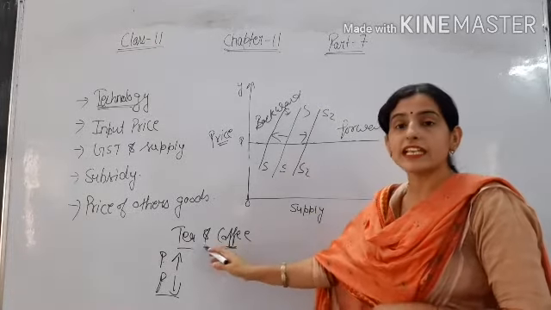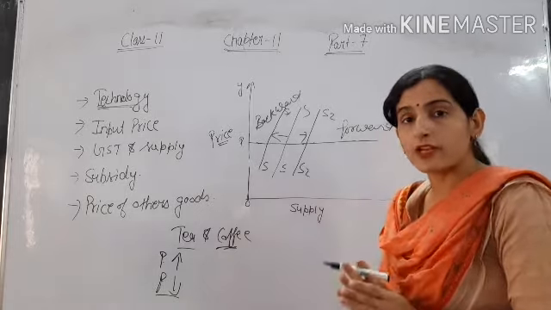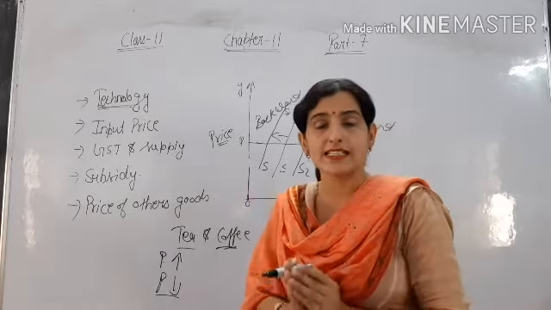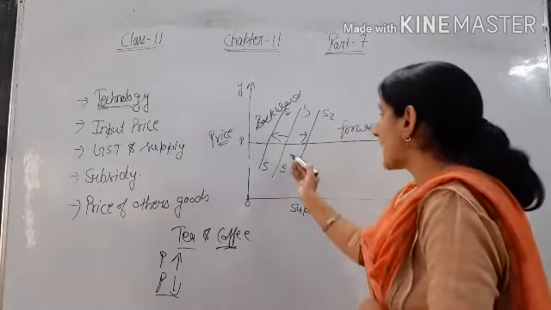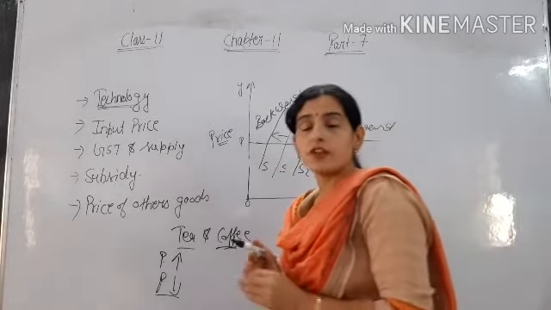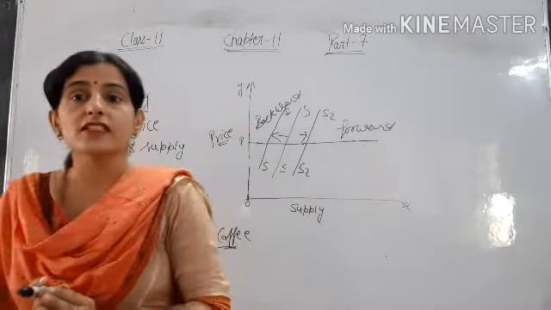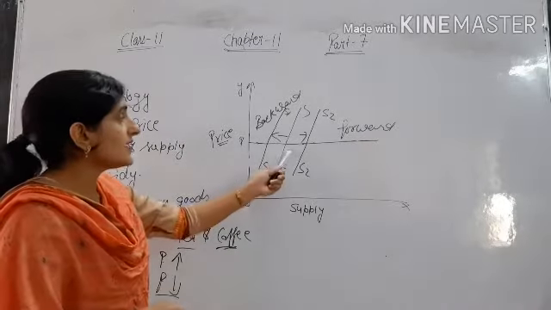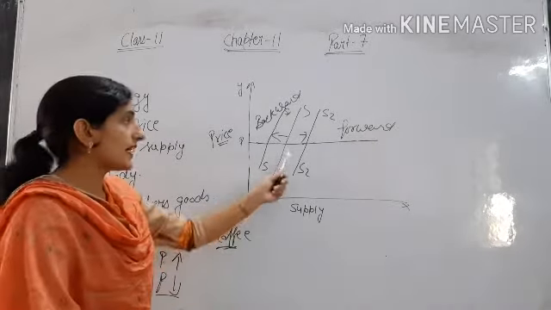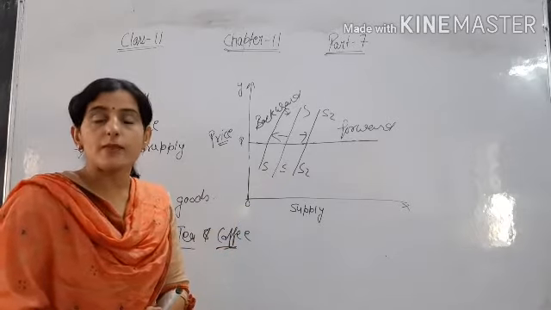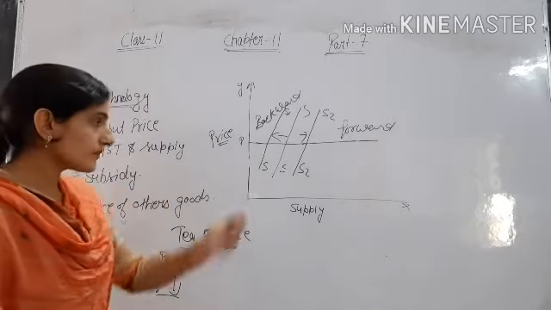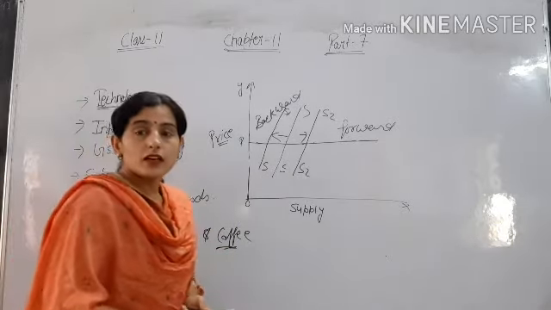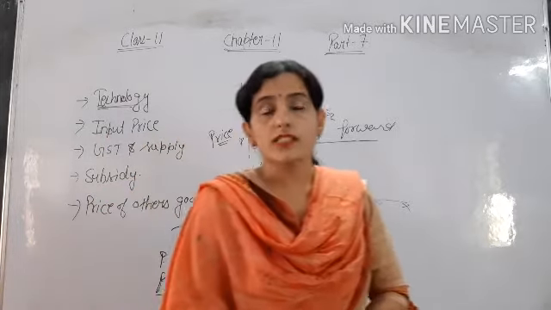Like if the price of tea increases, then the coffee producer is willing to supply less at the same price, so the supply curve shifts backward. And if the price of tea decreases, then the coffee producer is supplying more at the same price, so the supply curve shifts forward. It becomes SS2. Okay, so this is our other effects on the supply curve.